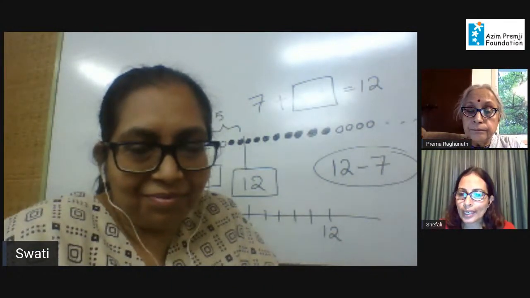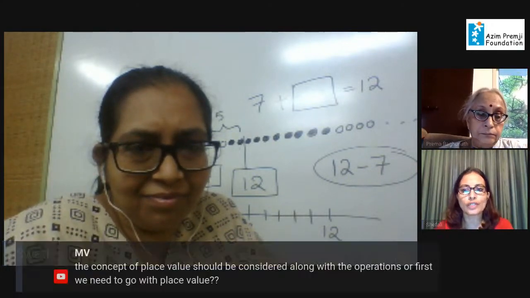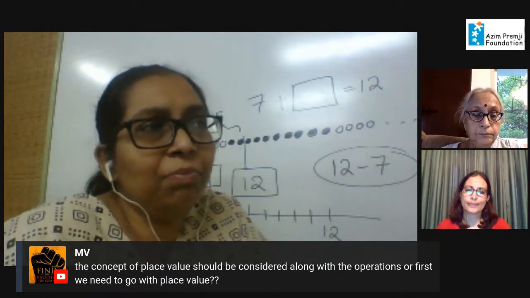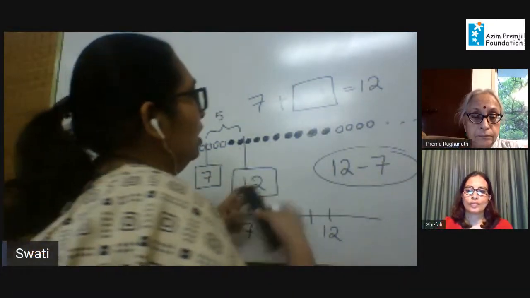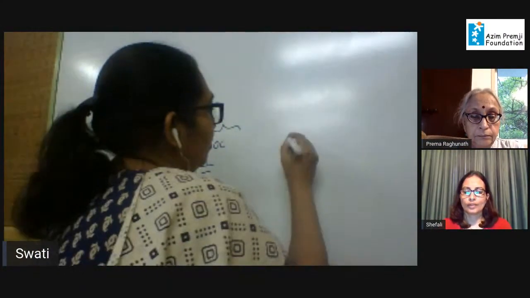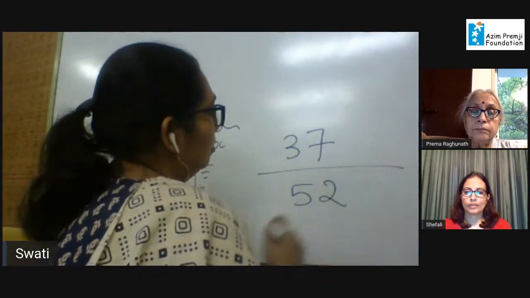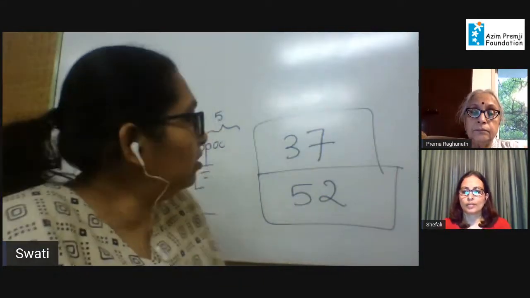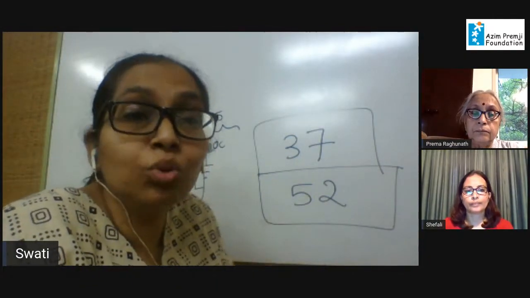There is a question by MV. The concept of place value should be considered along with the operations, or first we need to go with place value? Absolutely. Without place value, how do you make sense of any number which looks like this or this? Okay, how do you make sense of this? This is not 3 and 7. This is not 5 and 2. But it's 52, 37.